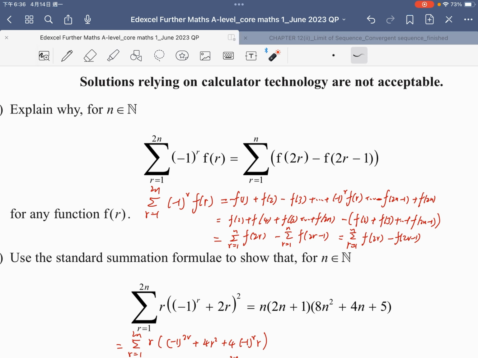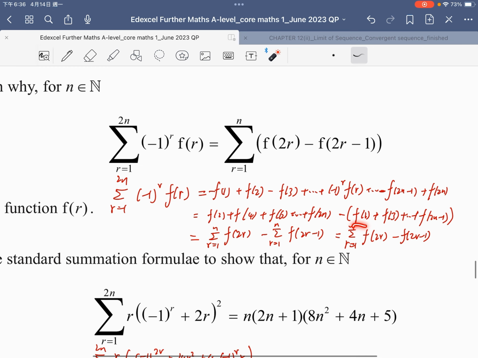I try to separate these. The positive part is the even-numbered terms: f2 plus f4 plus f6, and so on, plus f(2n). The negative part is f1 plus f3 plus up to f(2n minus 1). That is the negative term. Here I factorize the negative sign outside the bracket.